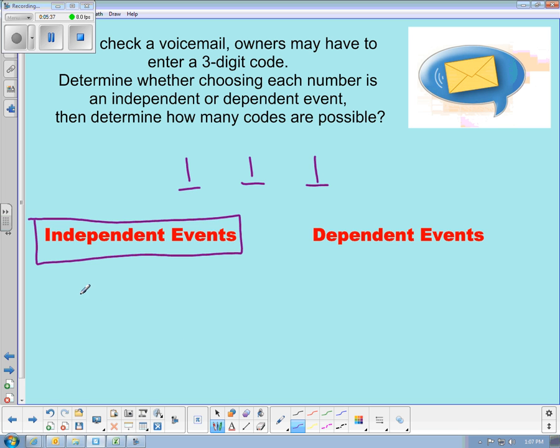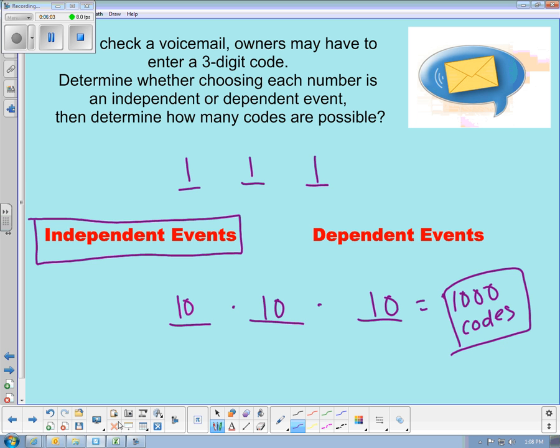So now think of how many options you have for each digit. In each digit, we could enter the numbers 0 through 9. Don't forget to include 0, which means I have 10 possible choices. 10 possible choices for the first digit, 10 possible choices for the second digit, and 10 possible choices for the third digit. I take those and multiply them together. That means I have 1,000 possible codes.